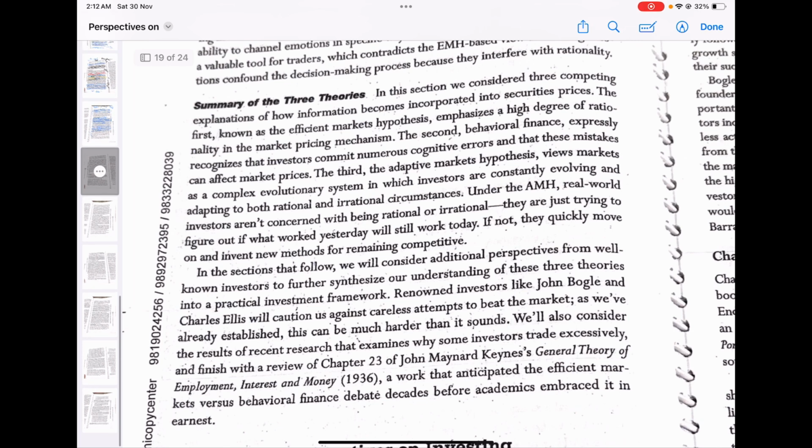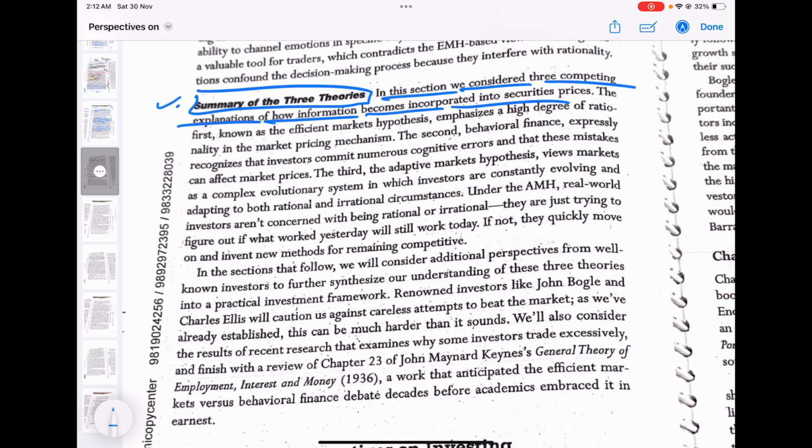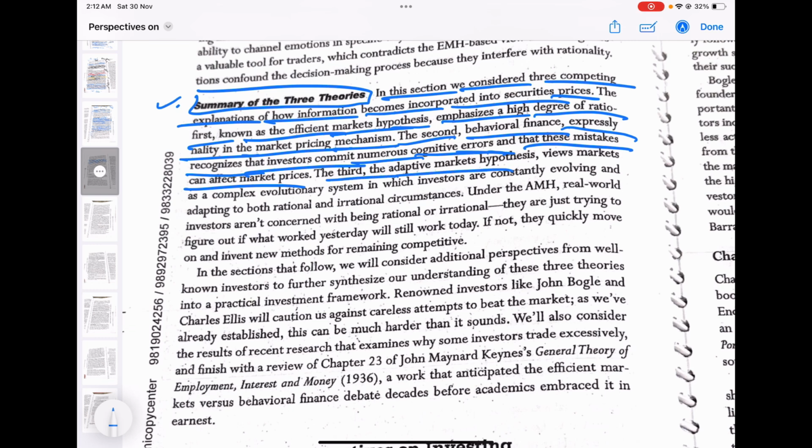Fine. Now that we've seen the three theories, let's quickly summarize them. In this section, we considered three competing explanations of how information becomes incorporated into security prices. The first was the efficient market hypothesis, which emphasizes a high degree of rationality in the market pricing mechanism. Second is behavioral finance, which expressly recognizes that investors commit numerous cognitive errors, and these mistakes can affect market prices. The third is the adaptive market hypothesis, which views markets as a complex evolutionary system in which investors are constantly evolving and adapting to both rational and irrational circumstances.